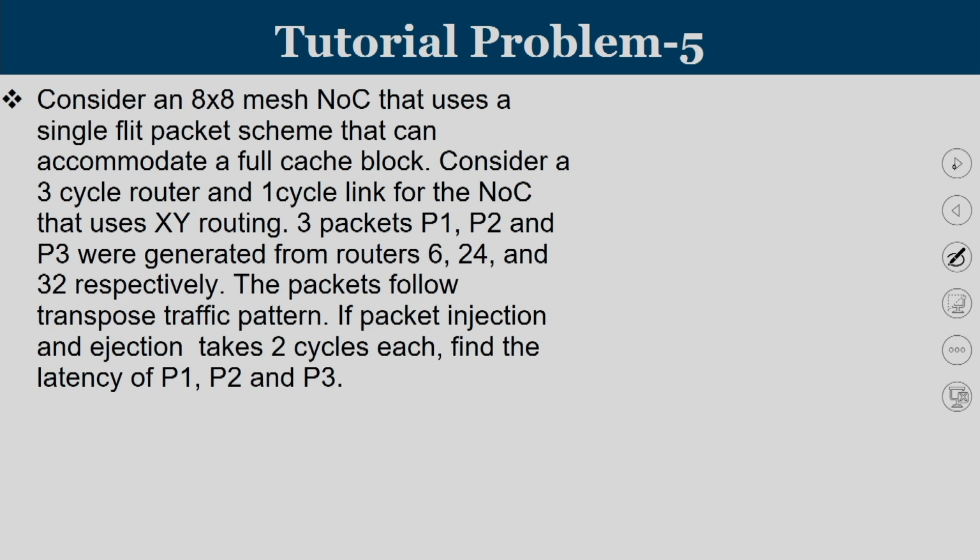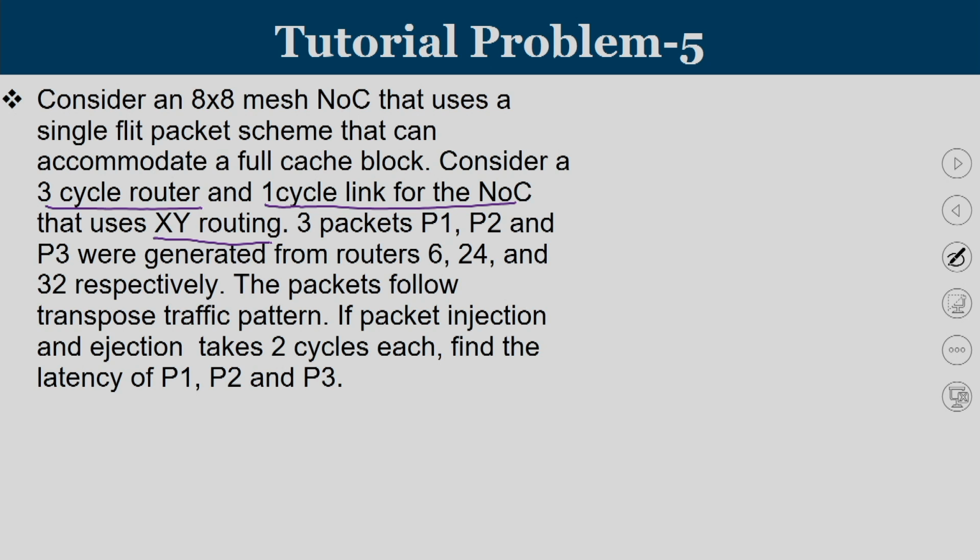Let us now look into the next problem. So here we are moving into a larger NOC. Consider an 8 by 8 NOC that uses single flit packet scheme that can accommodate a full cache block. Consider 3 cycle router and 1 cycle link for the NOC that uses XY routing. So the important information is, it takes 3 cycle for a packet inside a router, and it takes 1 cycle for this packet to travel through a link, and the NOC uses XY routing.